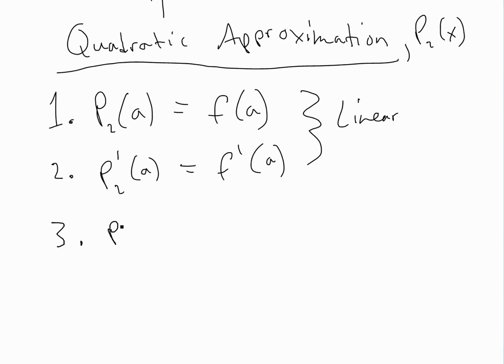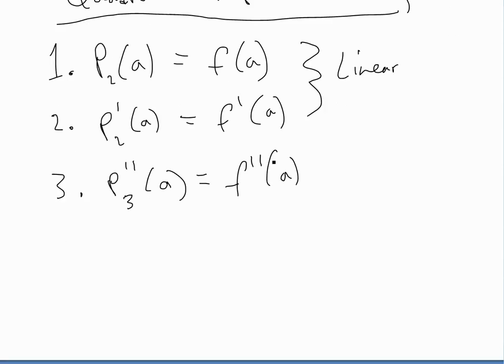So three, we're going to have p double prime, so the second derivative, or the change of the slope at a, equals the second derivative of f at a. So now this is the quadratic, and just the first two is linear. And if we keep going further and further, it will start becoming higher degree polynomials.